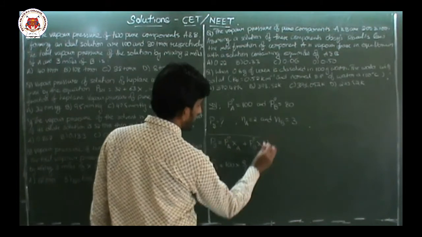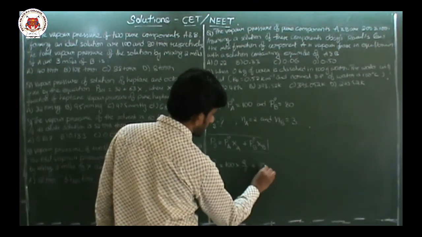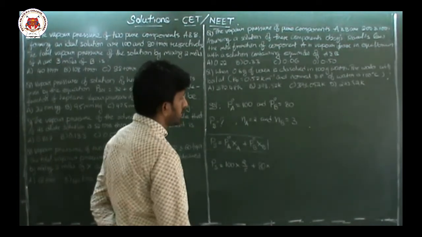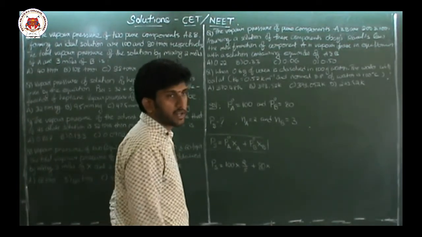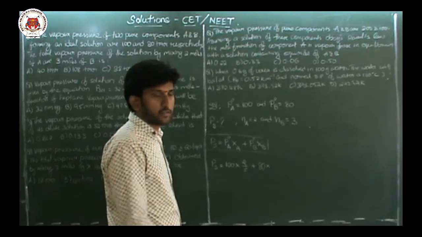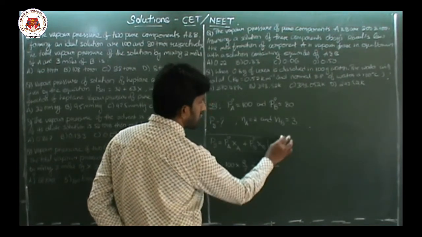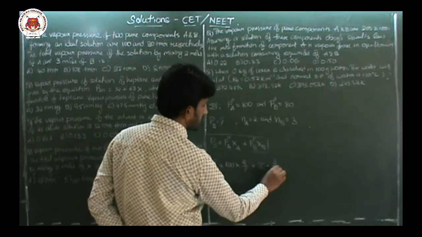Similarly, P0B is 80 into the mole fraction of B. Mole fraction of B formula: number of moles of B by total number of moles. Number of moles of B is 3. What is the total number of moles? 3 plus 2 means 5 again.